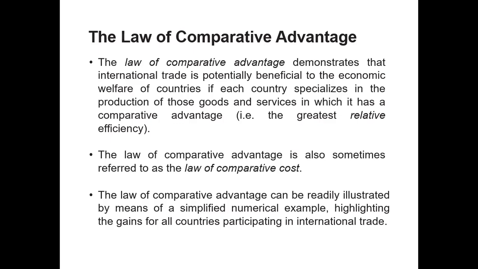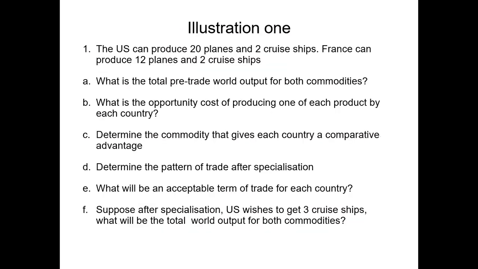All right. So this concept may not seem understandable, but it will become quite clearer when we illustrate it with a simplified numerical example. Let's look at this example. In this illustration, the question says that the US can produce 20 planes and 2 cruise ships, and France can produce 12 planes and 2 cruise ships. Part A asks: what is the total pre-trade world output for both commodities?